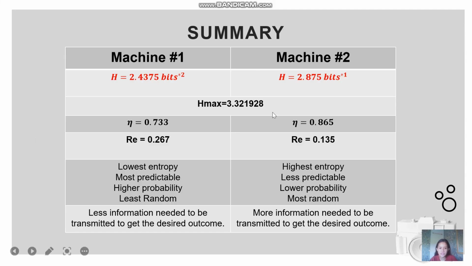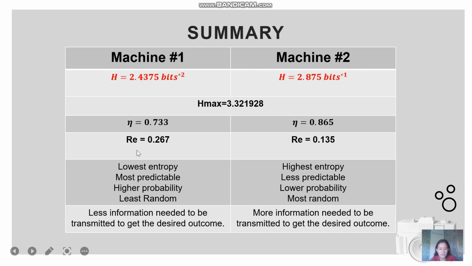So next, this is the summary of both machines that we have just shown to you. Machine number 1 has an entropy of 2.4375, and machine number 2 has an entropy of 2.875. For the maximum entropy, that will be 3.321928, and we get that by taking the log of the total number of elements to the base 2.